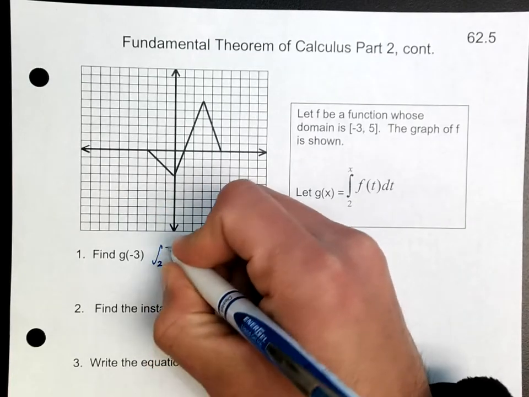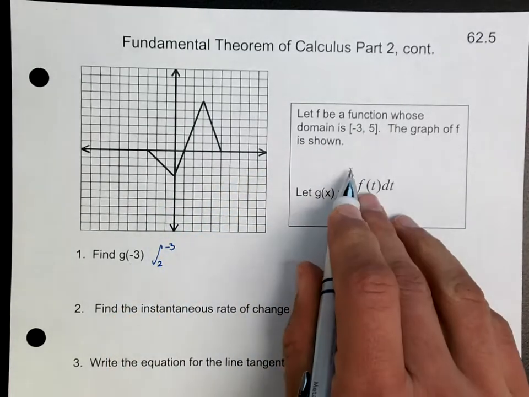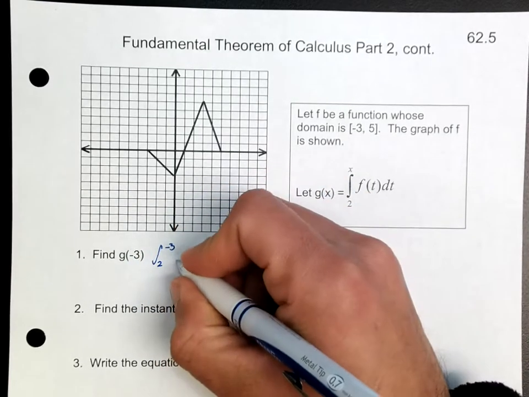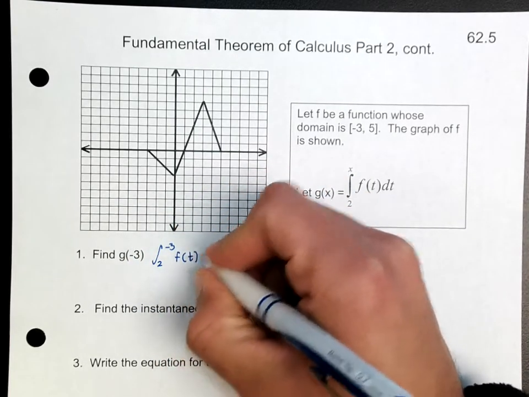between 2 and negative 3. Again, I'm just plugging a negative 3 into this x. Alright, that's what I'm doing right now. So we have the antiderivative of f of t dt.